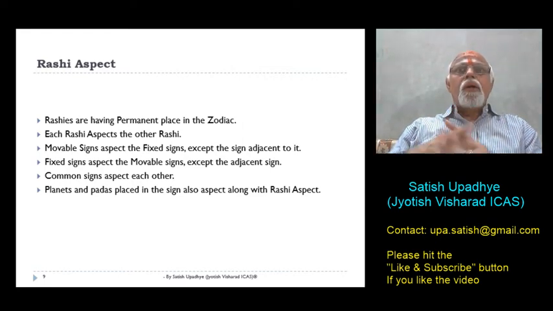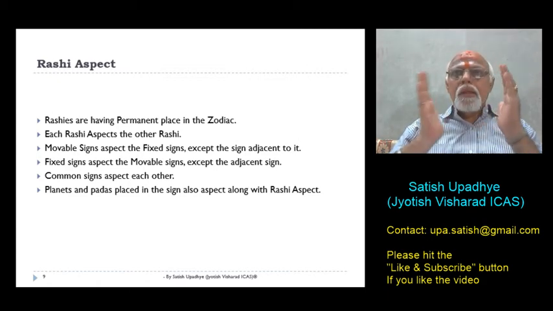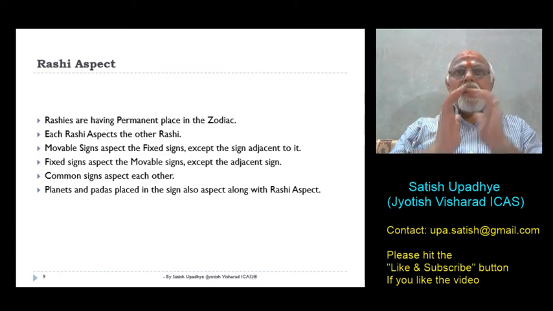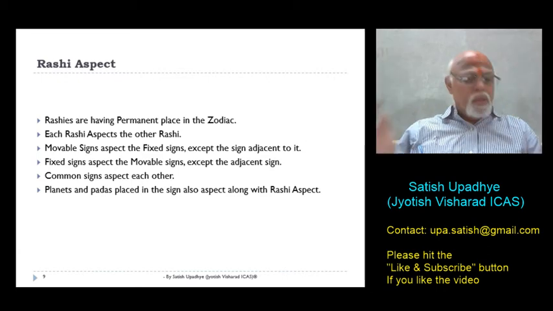Like this, in Jaimini we have got different padas, that is pada of the 7th house, Upapada, Arudha Lagna, and so many. We will discuss this in another lecture. But the padas placed in the Rashi also aspect along with the Rashi to the other Rashi. Okay, this is a very important point as far as Jaimini is concerned.